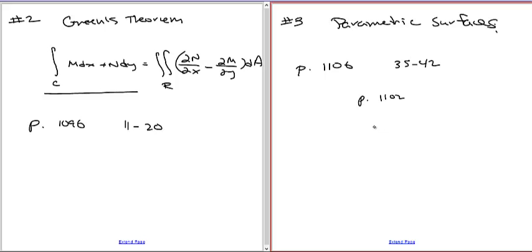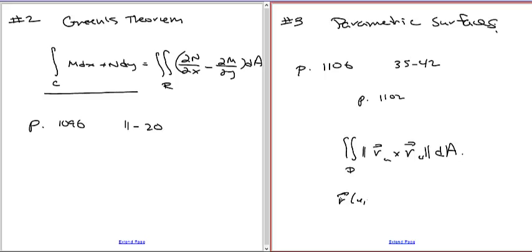So the area of a parametric surface, you take the double integral over the domain of the absolute value of the partial of r with respect to u, crossed with the partial of r with respect to v, times dA. So you can check those out, how to do that. What I'm going to be giving you here is R.